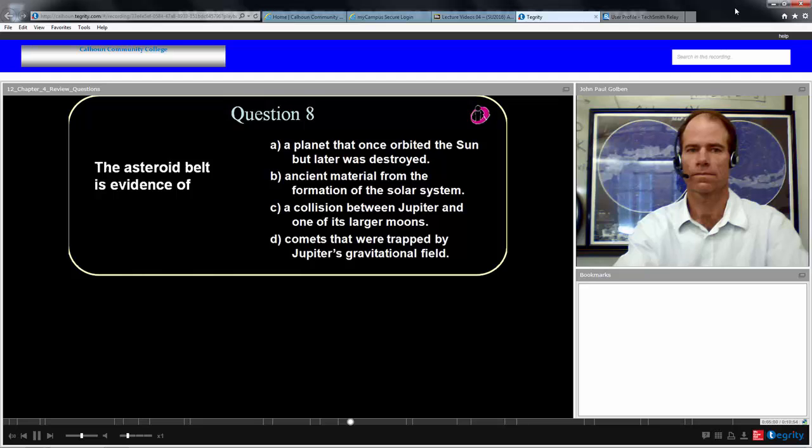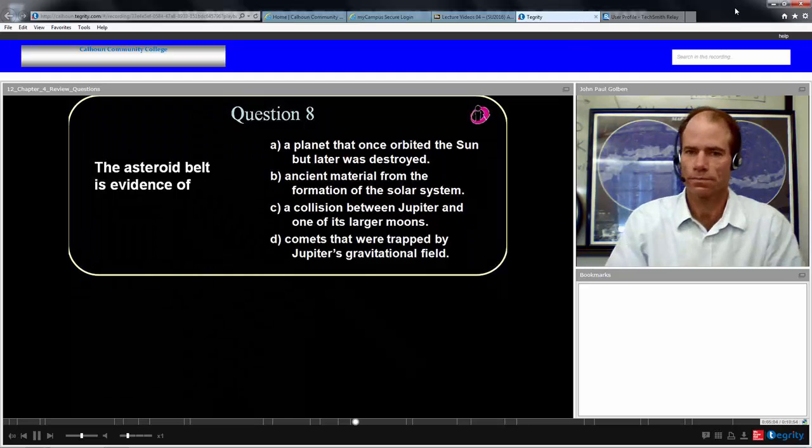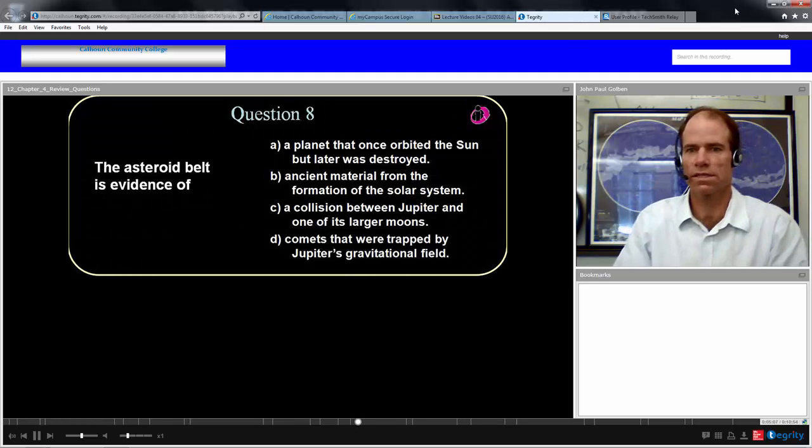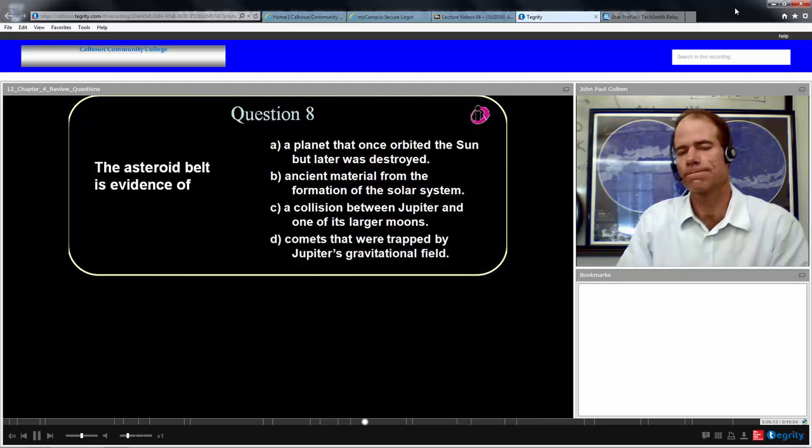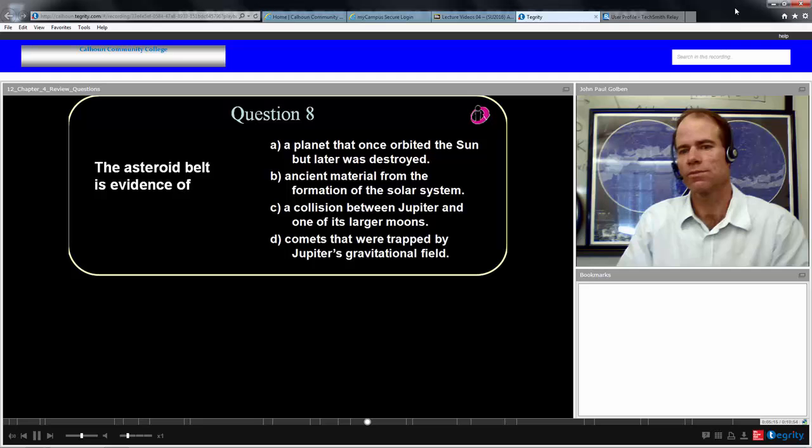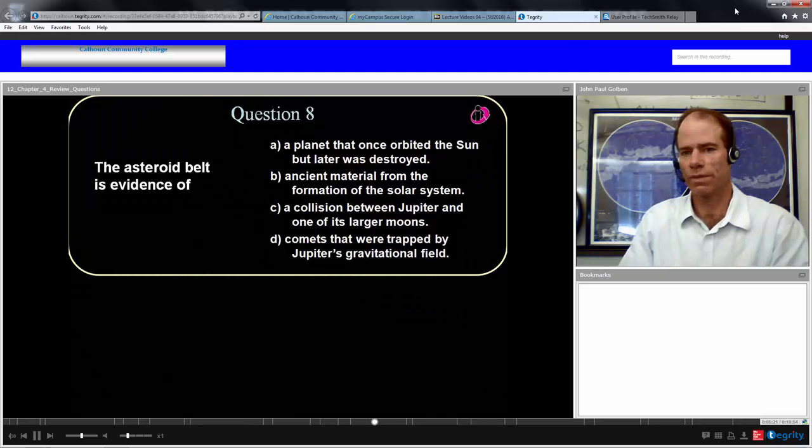The asteroid belt is evidence of A, a planet that once orbited the Sun but later was destroyed. B, ancient material from the formation of the solar system. C, a collision between Jupiter and one of its larger moons. D, comets that were trapped by Jupiter's gravitational field. Probably A or B are your best bets.